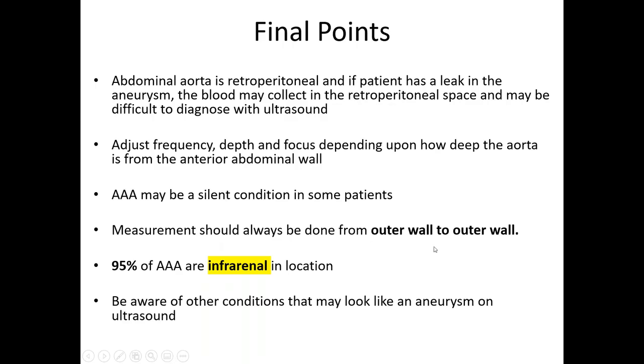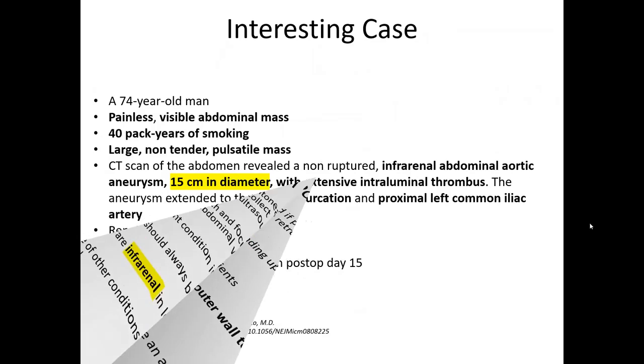And of course, if you see an aneurysm, you want to measure outer wall to outer wall. If there is a thrombus in there, be aware. One thing you can do, turn the light off in the room. I have low lighting conditions, so you can actually appreciate the aorta and the lumen and the thrombus. And again, be aware that 95% are infrarenal. So that's the good news here. The upper abdominal aorta is generally hard to scan because of the bowel gas and other issues, and also is deeper. Be aware of other conditions that might look like an aneurysm.